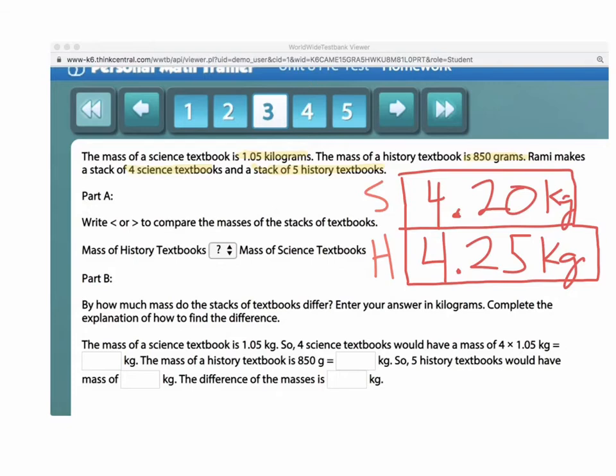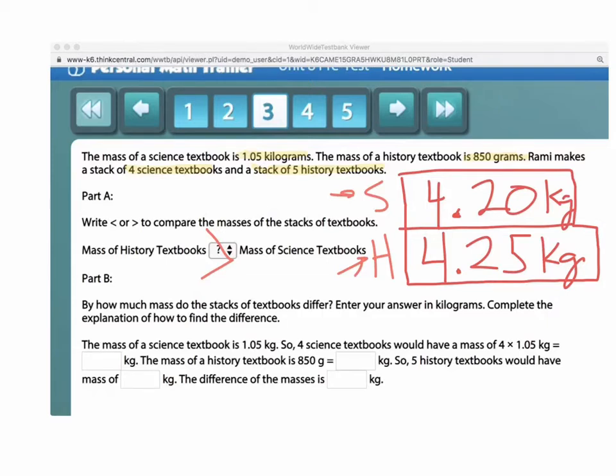So putting these into a comparison bar model, my science textbooks had a total mass of 4.20, and my history textbooks had a total mass of 4.25. So I do know that the mass of the history textbooks is greater than the mass of the science textbooks. And I also know that the difference between the two is 5/100ths of a kilogram.